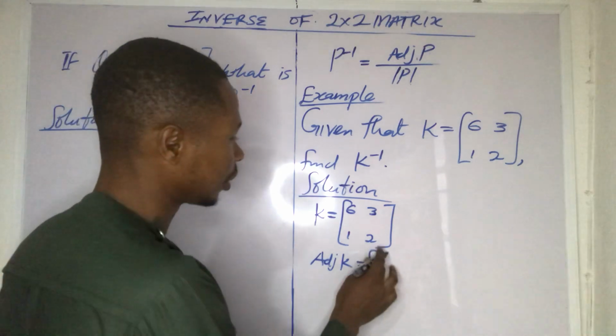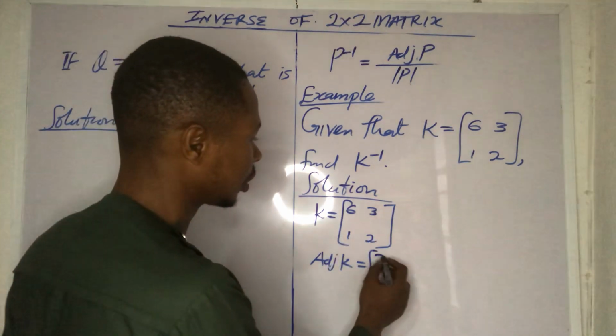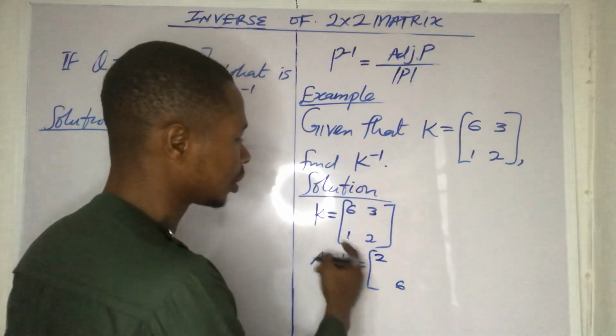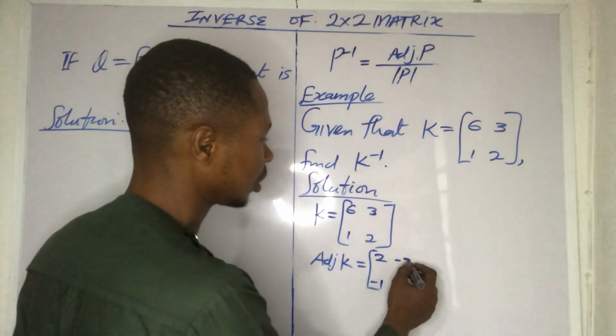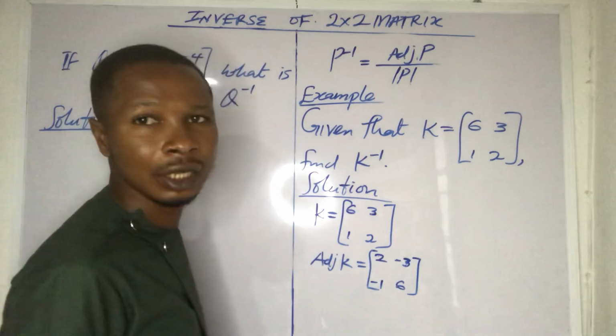So what do you have there? You have this and this, which will change their position. So 6, this is 1, to turn to -1, this is 3, -3. So that's my adjoint of K.